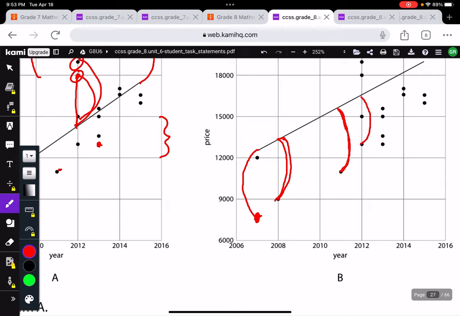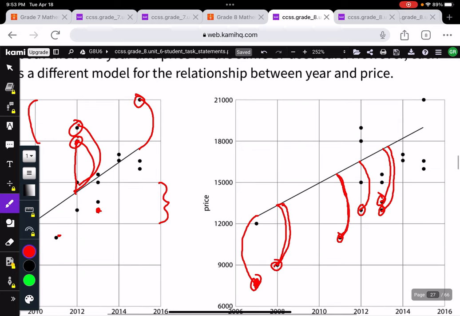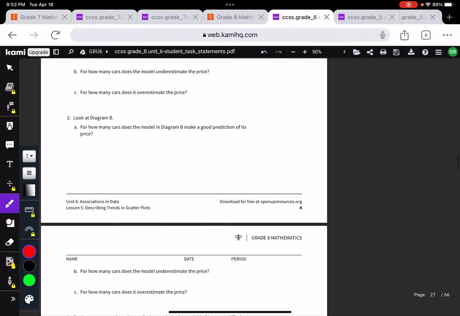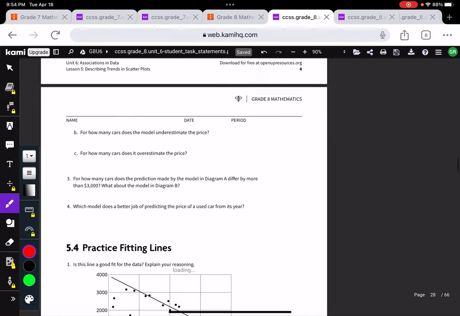Let's see here. This one, that's more than 3,000. This one's more than 3,000. This one's more than 3,000. So there's 1, 2, 3, 4, 5, 6 so far. And this one, it's hard to tell. But we could say it's 6 or 7 for that last one. Which model does it better? So what about the diagram of Model B? We'd say 6 or 7.